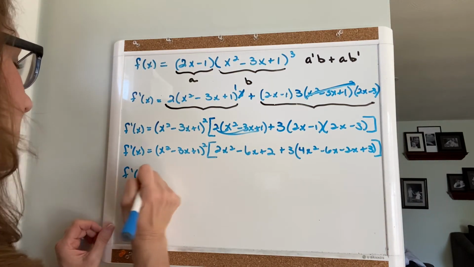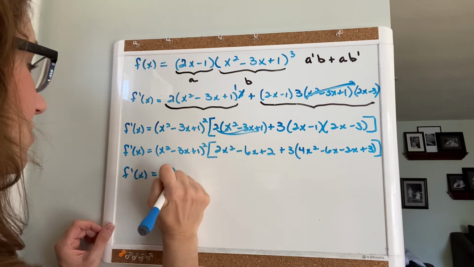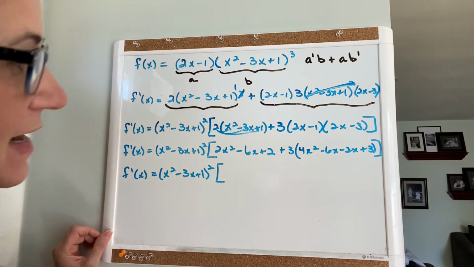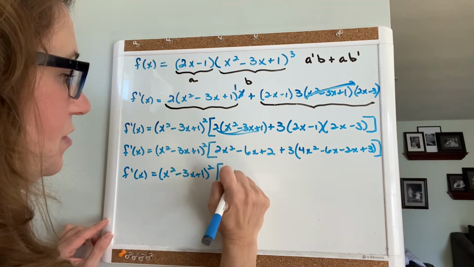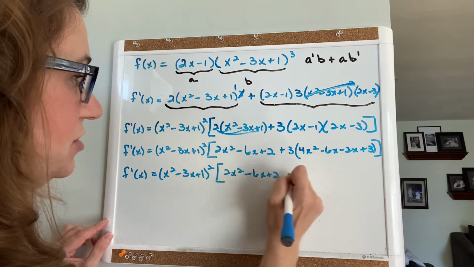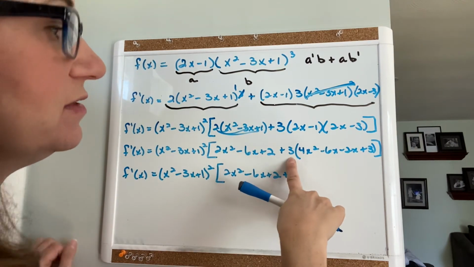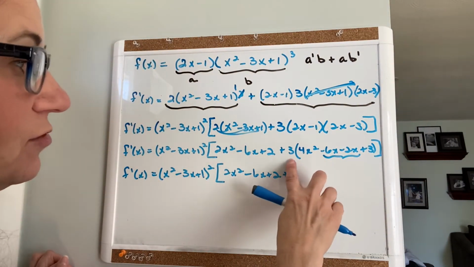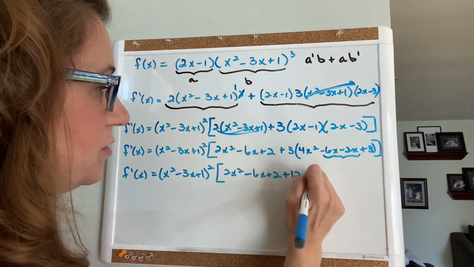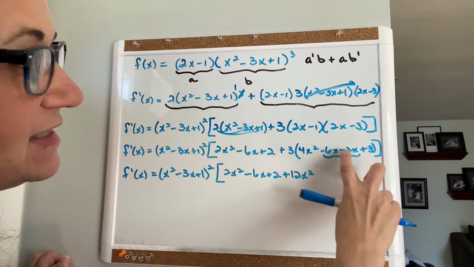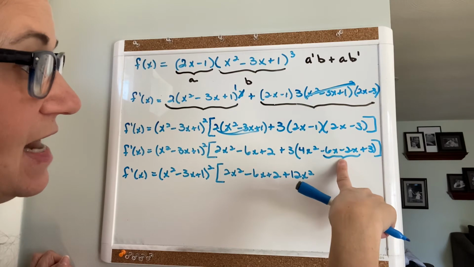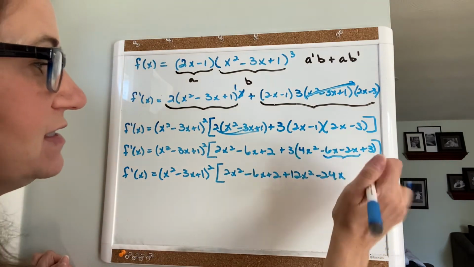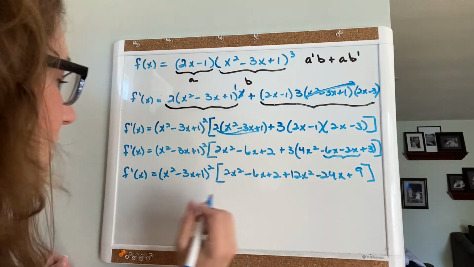So now I'm going to do a couple steps. I'm not going to do every single step out this time. So in the brackets, we have 2x squared minus 6x plus 2, plus I'm going to distribute this 3 and at the same time combine these two. So 3 times 4x squared is 12x squared. Now, negative 6 minus 2, that's negative 8x, and negative 8x times 3 is negative 24x. And then 3 times 3 is 9.